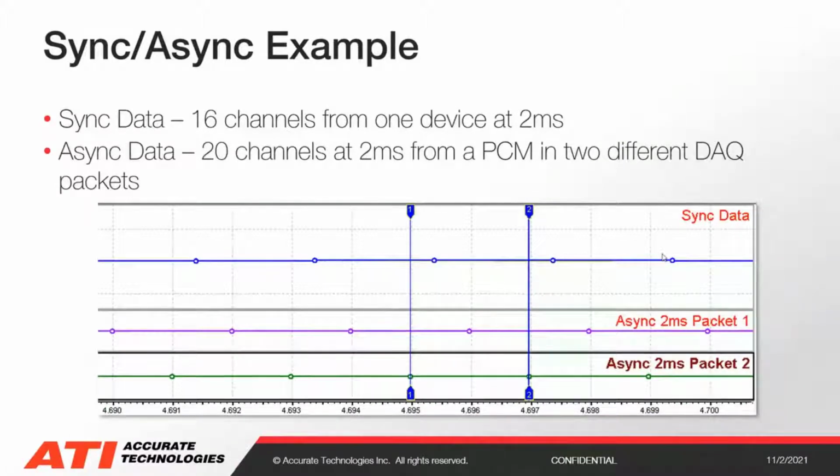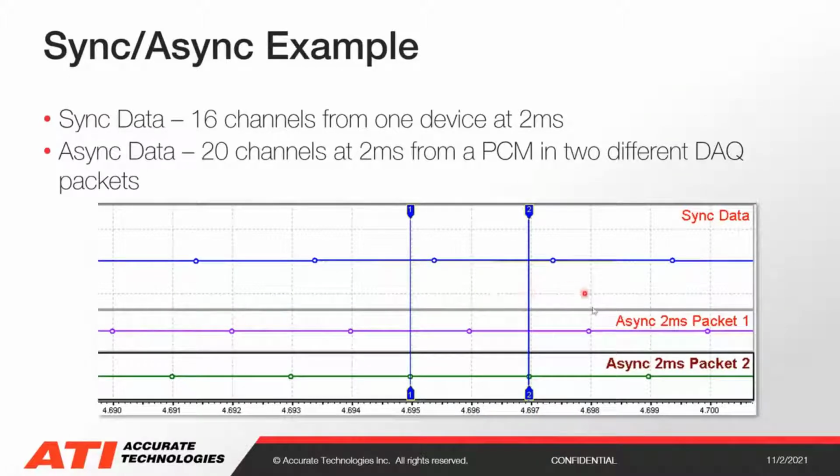So sync and async example here. We'll have to explain it a little bit. So synchronous data acquisition. This looks like one line. That's actually 16 channels from one device at 2 milliseconds, and each circle here is a data point. That's 16 channels overlaid on top of each other, so it just looks like one single line.